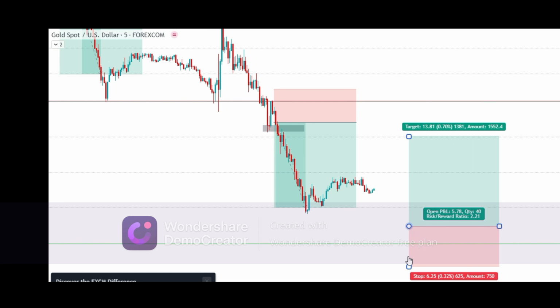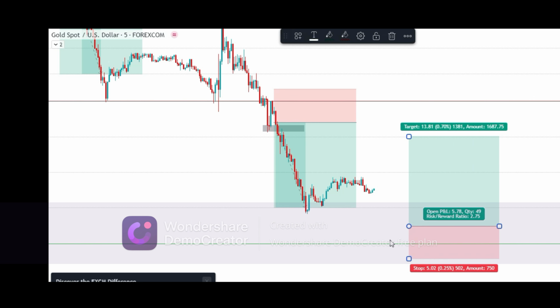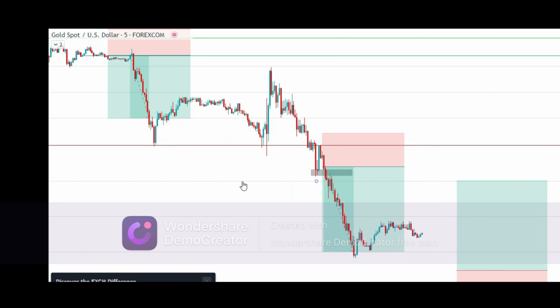We can take a long in this area, something like this. But first, you need to see that the resistance is formed and it's broken, and you can get in, and you hope to take. So basically, whenever you're trading, you should always understand that you have your zones that you're trading. Like here, sometimes you take your losses.